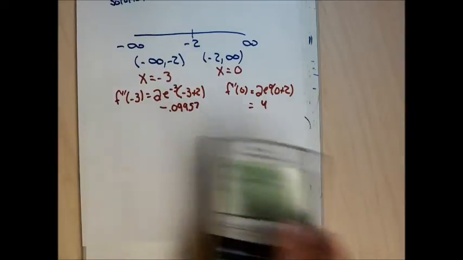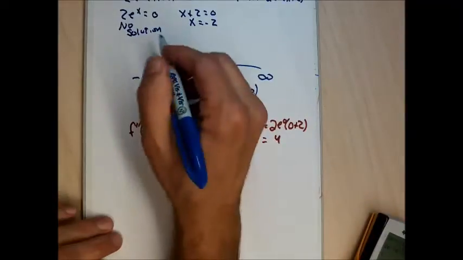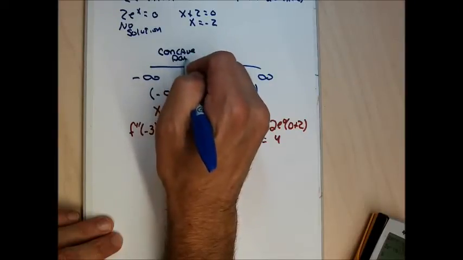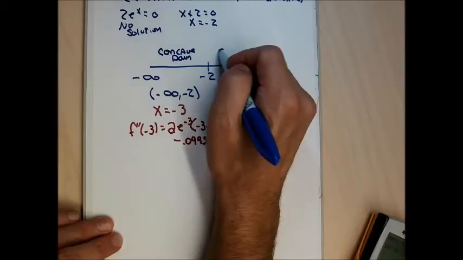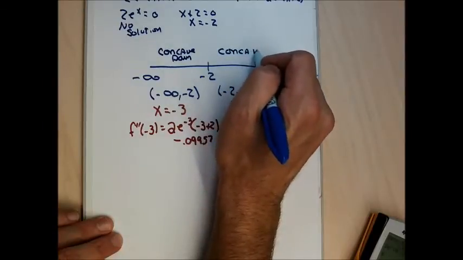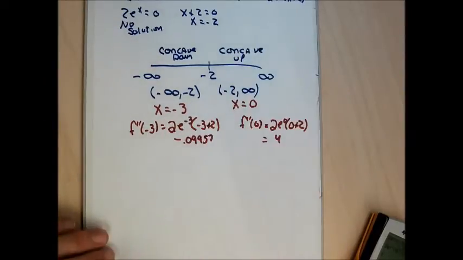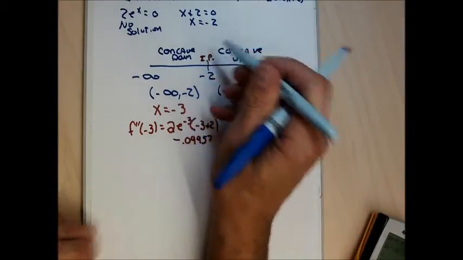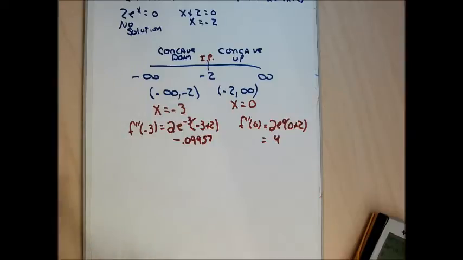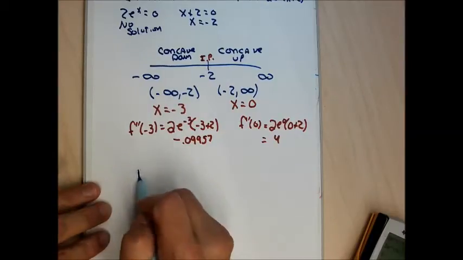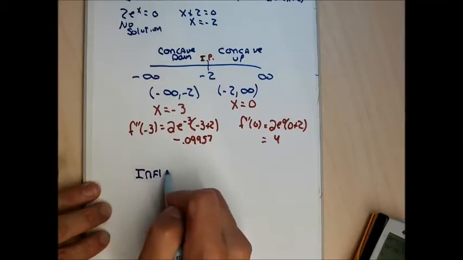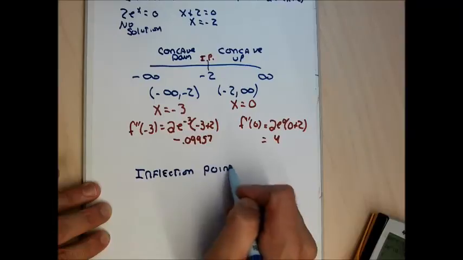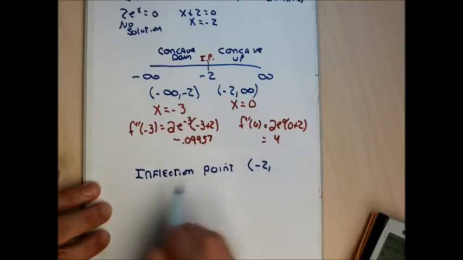So I know that in the first interval, because I got a negative, the graph is concave down. In the second interval, because I got a positive, the graph is concave up. And the x-coordinate of an inflection point is at x equal to negative 2 because the graph changes concavity. I'm going to get an inflection point there. And before I go back to my other sheet and write all the answers down, let me find the inflection point. The x-coordinate of the inflection point is negative 2.